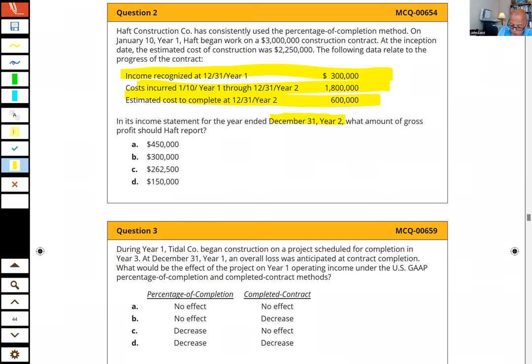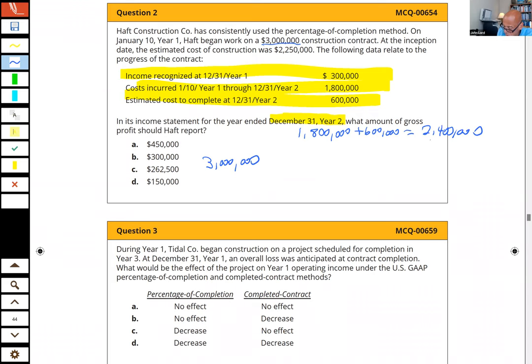Now, job one is to figure out what the total estimated cost of this contract is. Step one: if they've already spent $1,800,000 on this, and they believe the estimated cost to complete this thing is $600,000, then to date they have a total cost of $2,400,000. Good.